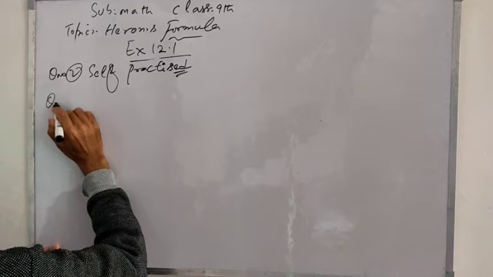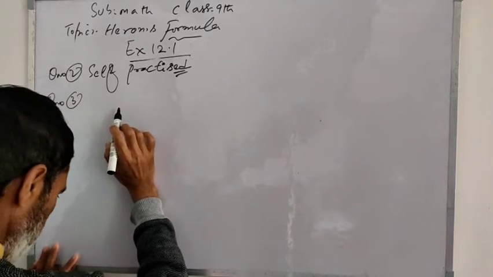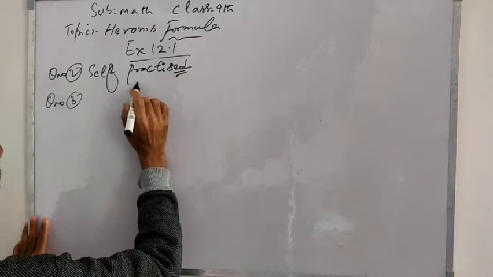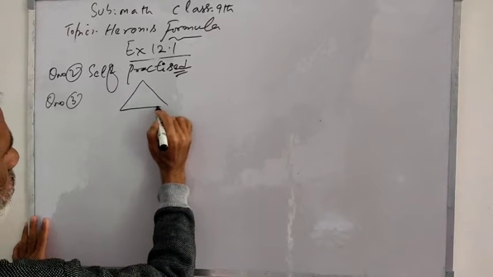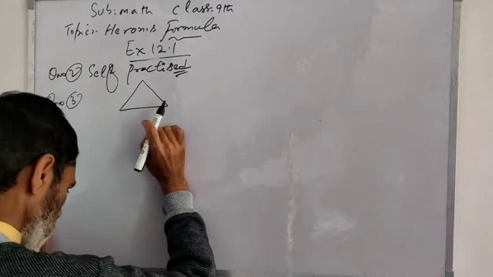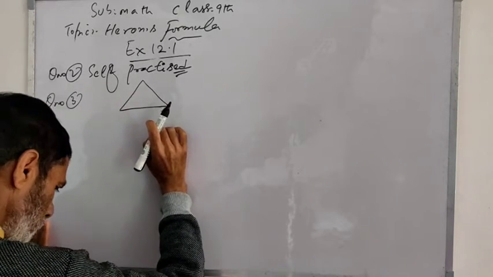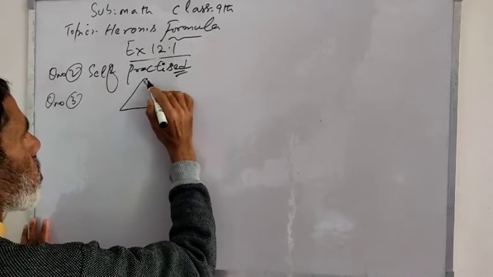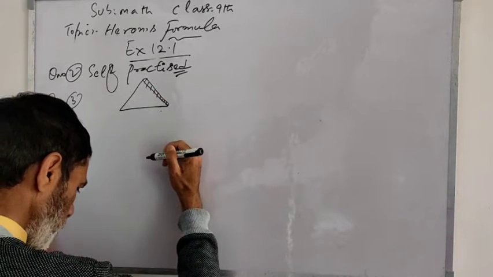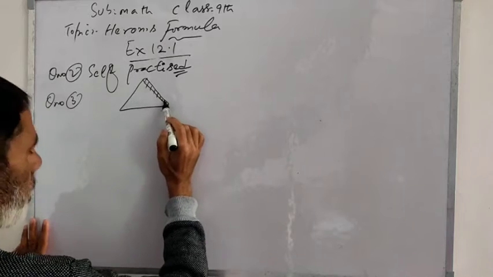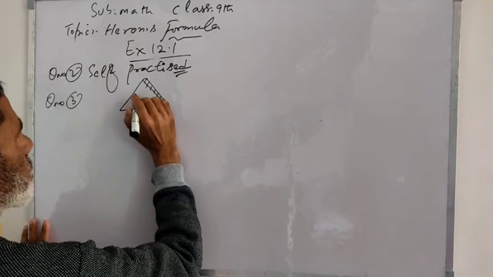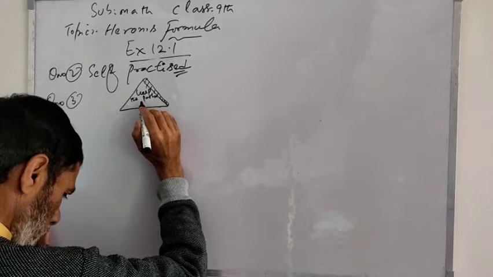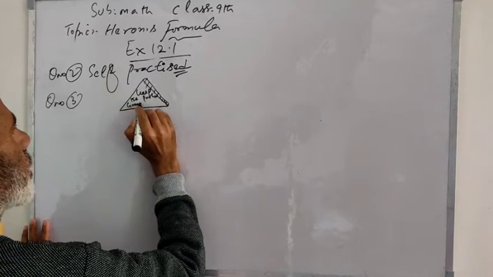After this, question number 3 we will do. In this question, there is a slide in the park. This is a park in the shape of a triangle. One outside wall has been painted in some color with a message, and here is written: keep the park green and clean.